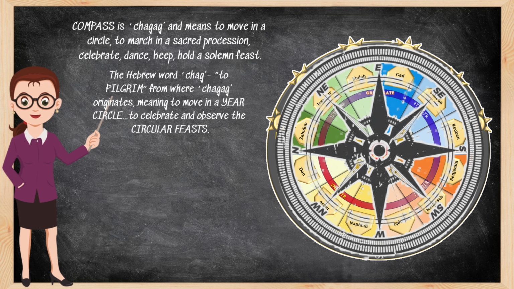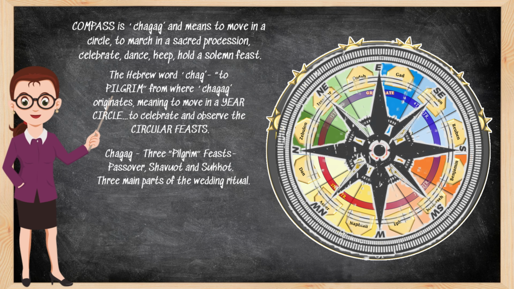The Hebrew word hag, to pilgrim, from where hagag originates, means to move in a year's circle, to celebrate and observe the circular feasts. Hagag related to the 3 pilgrim feasts that require us to be in Yahuwah's presence at the place where he places his name: Passover, Shavuot, and Sukkot, as these are the 3 main parts of the wedding ritual between the bride and the bridegroom.